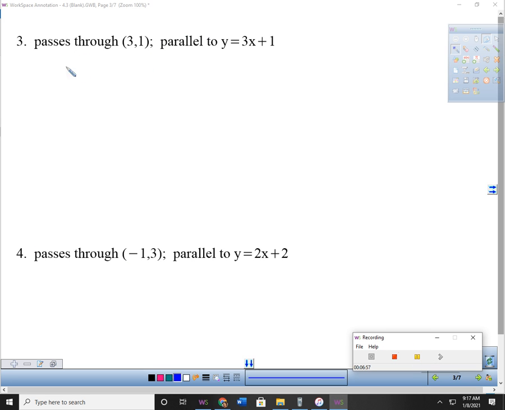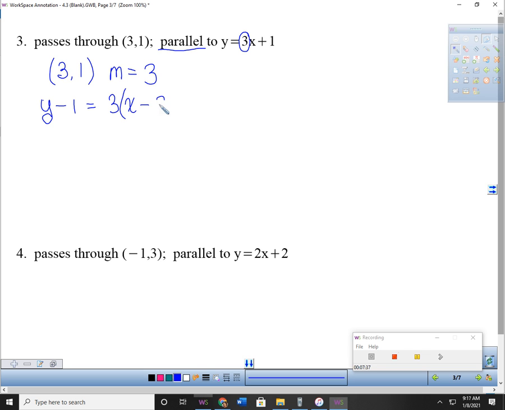All right, so again, I'm going through the point 3, 1, so I know that's information that I need. And I am parallel to this line, which means I will have the same slope. So my slope of this line that I'm going to write the equation of is 3. And since I have the point and slope, I will use point slope form. So y minus my y value of my point, which is 1, equals my slope times x minus the x value of my point here.